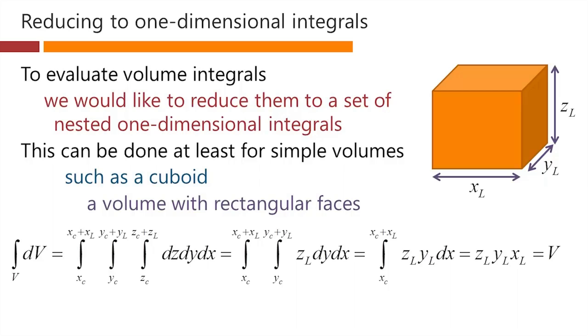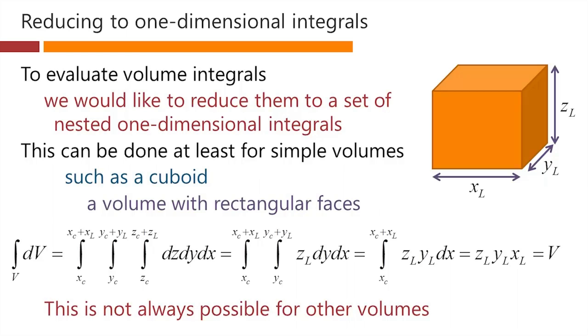So we can perform that z integral, and integrating dz just gives us zl when we integrate from zc to zc plus zl. Then we can go on and do the y integral, and integrating over y will give us yl. And finally we can do the x integral, and integrating over x will give us xl. The product of these three is, of course, the volume of this cuboid. But I should stress that this is not always possible for other volumes. It's not always possible to separate integrals so simply into nested forms like this.